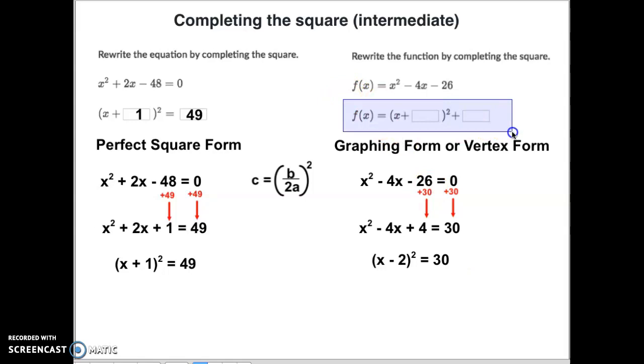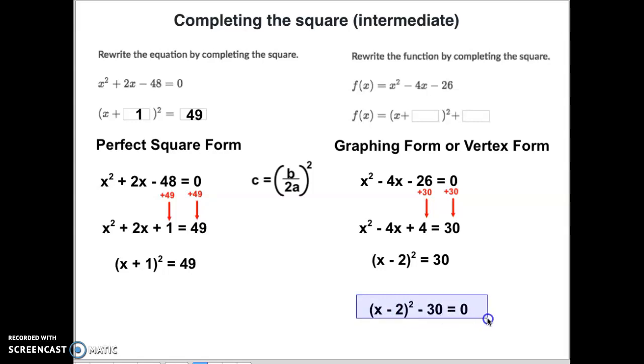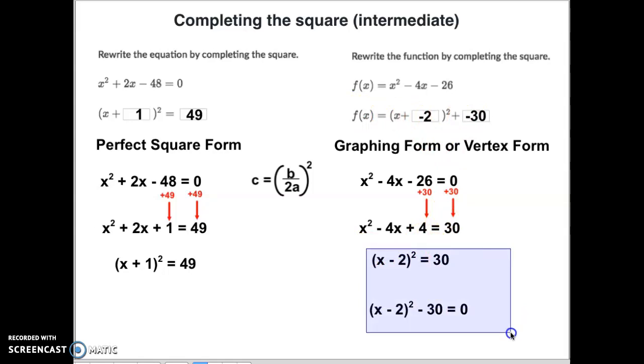All I need to do to get to this form is quite simple. I need to get this side here set equal to 0. So how can I get rid of a positive 30? That's right, you have to subtract 30 from both sides. So I subtract 30 from both sides, and I simply end up with x minus 2 squared minus 30 equals 0. So my answer for this would be negative 2, which comes from here, and negative 30, which comes from here. So this form just involves one additional step from here to here.